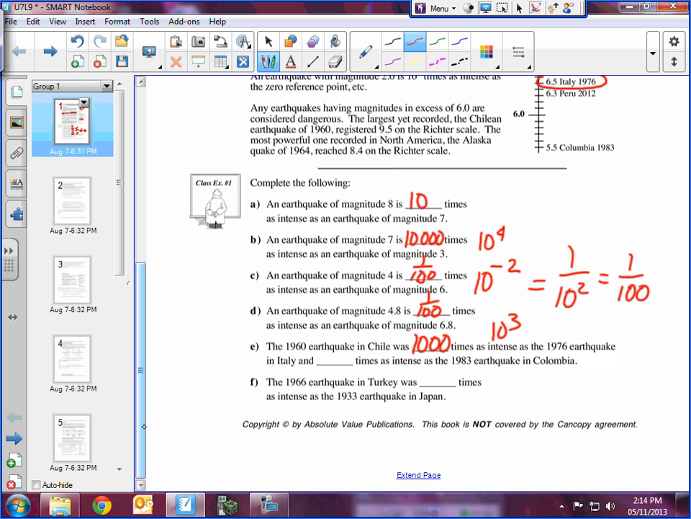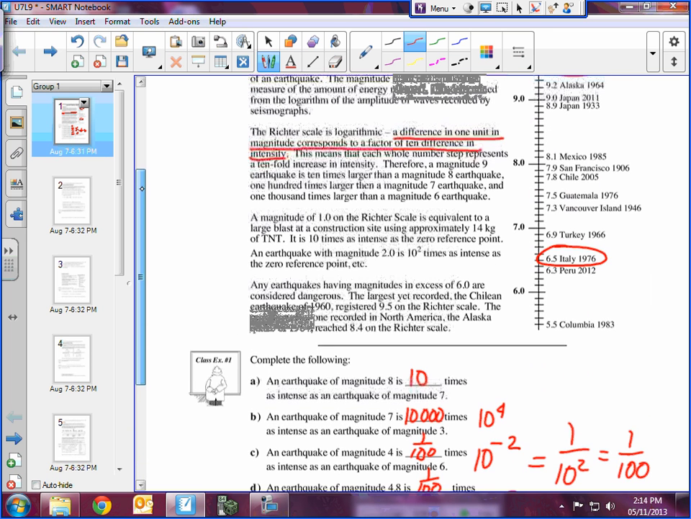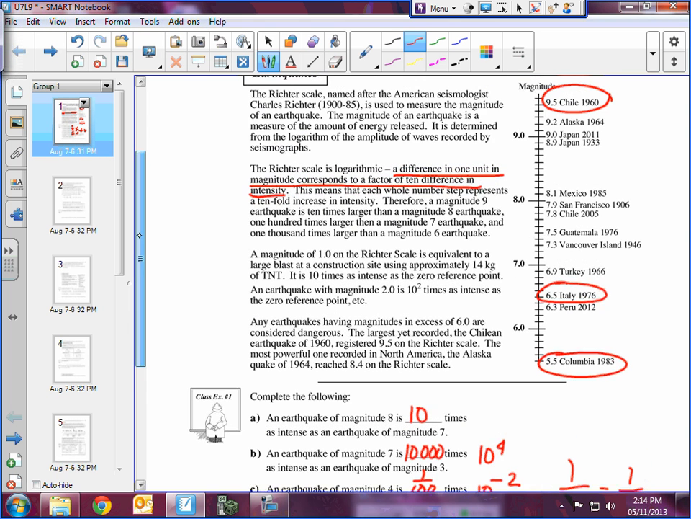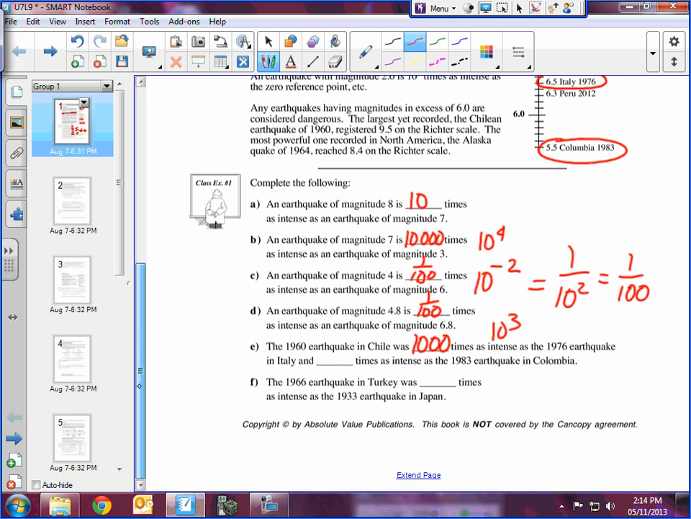And then how much more intense is the 1983 earthquake in Colombia? It's right here. So now we're comparing Chile and Colombia. There are 4 magnitudes, which is 10,000. So 10 to the 4.